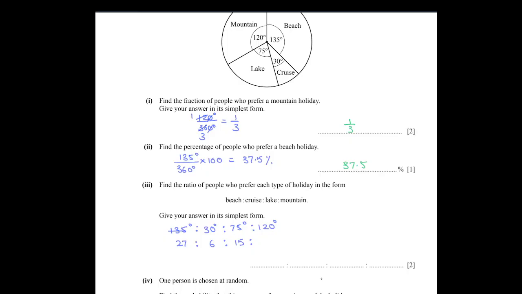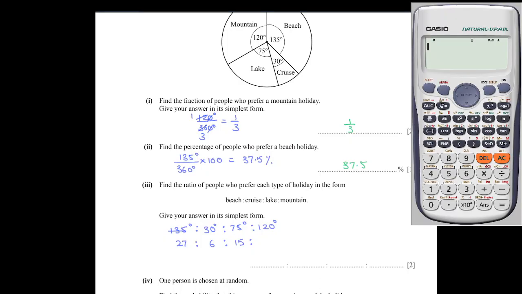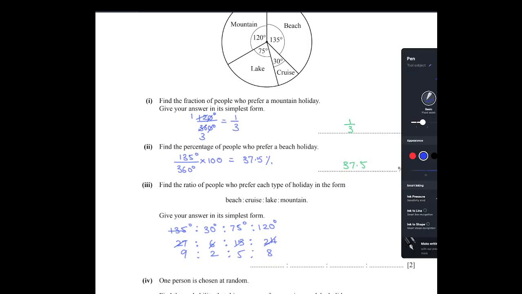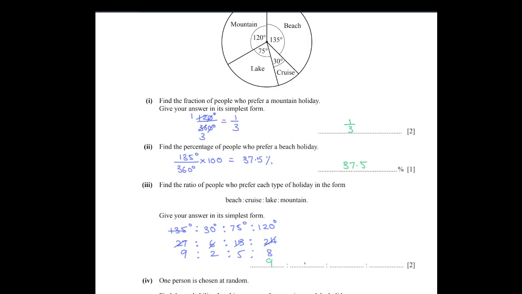Then 120 divided by 5 will be 24. Still further you can simplify by taking 3 common. 3 times 9, 3 times 2, 3 times 5 and 3 times 8. So it is 9 is to 2 is to 5 is to 8. So write down the answer here accordingly in the blanks. 9 is to 2 is to 5 is to 8. Question number 3 is done.